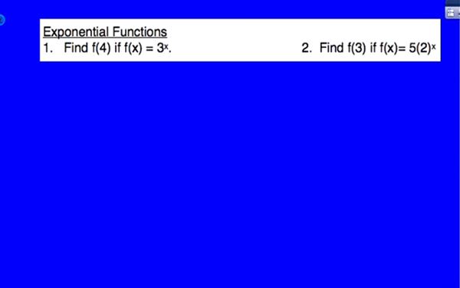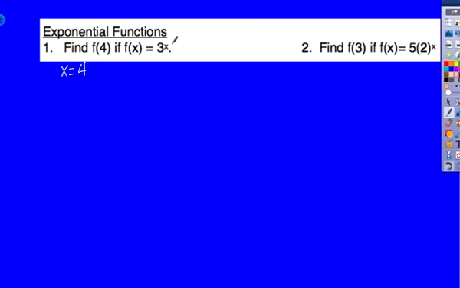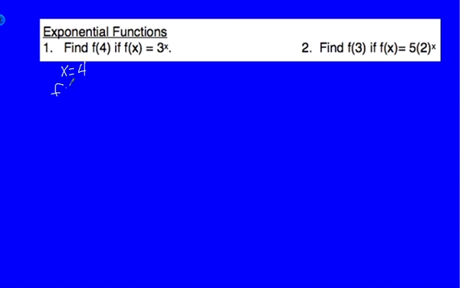So number one, it asks us to find f of 4 if f of x is equal to 3 to the x. So remember that f of 4 looks very similar to f of x. The only difference is instead of it being an x, there's a 4, which tells us that our x must be equal to 4 for this problem. So what we're going to do is everywhere we see an x in our function, we're going to replace it with 4. So that means we're going to have f of 4 equals 3 to the 4th.